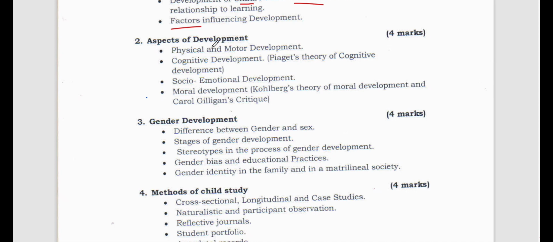What are the different aspects of development? Let's see. Physical and motor development. By the word physical itself you understand what it is, and by the word motor itself you understand what it is. Motor means movement, physical means whatever we can see and touch. This particular unit will be for 4 marks.